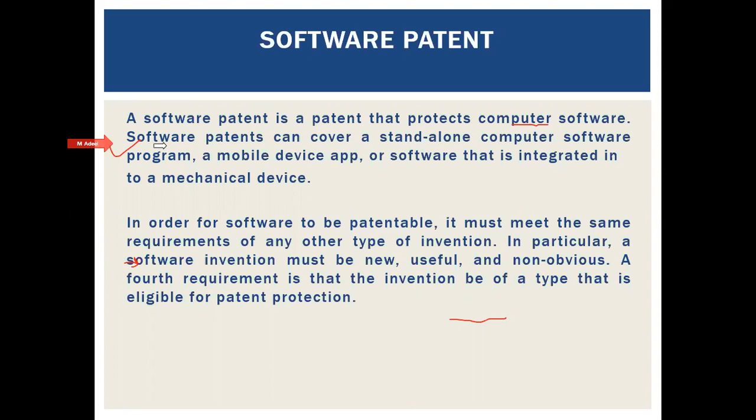Okay. In order for software to be patentable, it must meet the same requirements as any other type of invention. In particular, a software invention must be new, useful, and non-obvious, so that it is not a copy or a theft. A fourth requirement, which is one of the important ones, is that the invention be of a type that is eligible for patent protection.